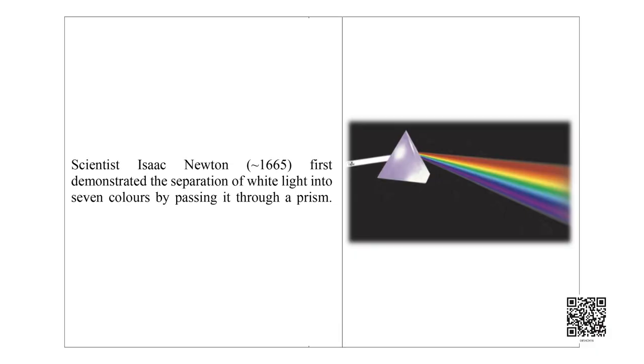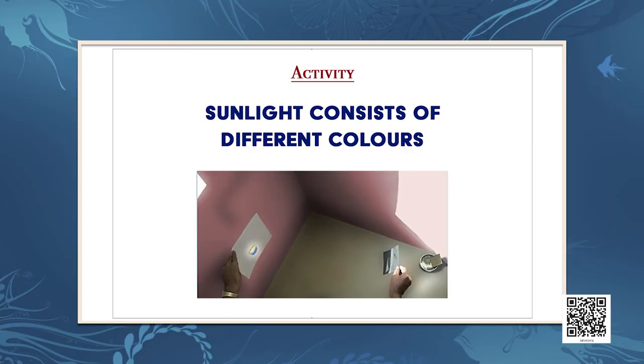I am sure all of you have heard of the famous scientist Sir Isaac Newton. It was Newton who discovered this fantastic phenomena of dispersion of light. Isaac Newton demonstrated that white light could be separated out into its 7 colors by passing it through a light prism.